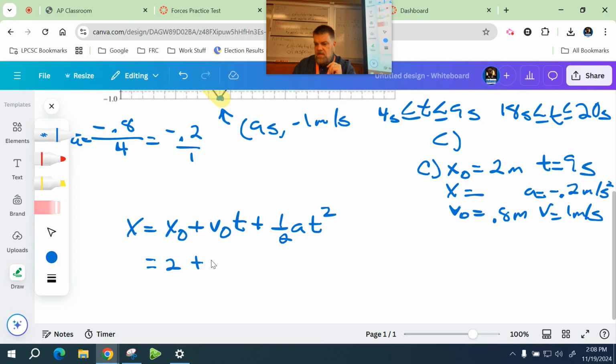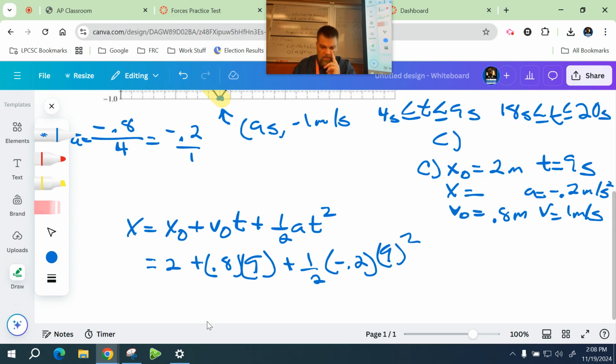the initial velocity, which is 0.8 times 9, plus 1/2 times -0.2 times 9 seconds squared. So this becomes 2 plus 7.2. Actually, I'm just going to use a calculator for this.